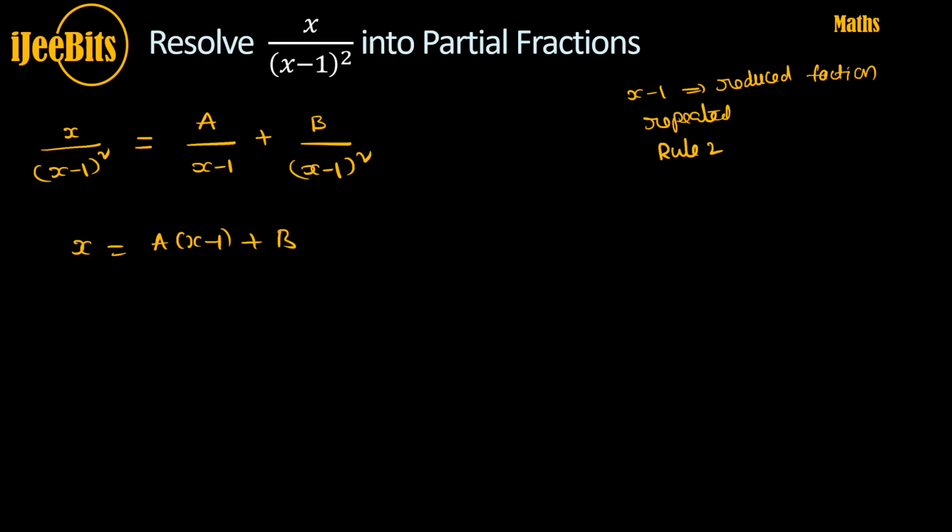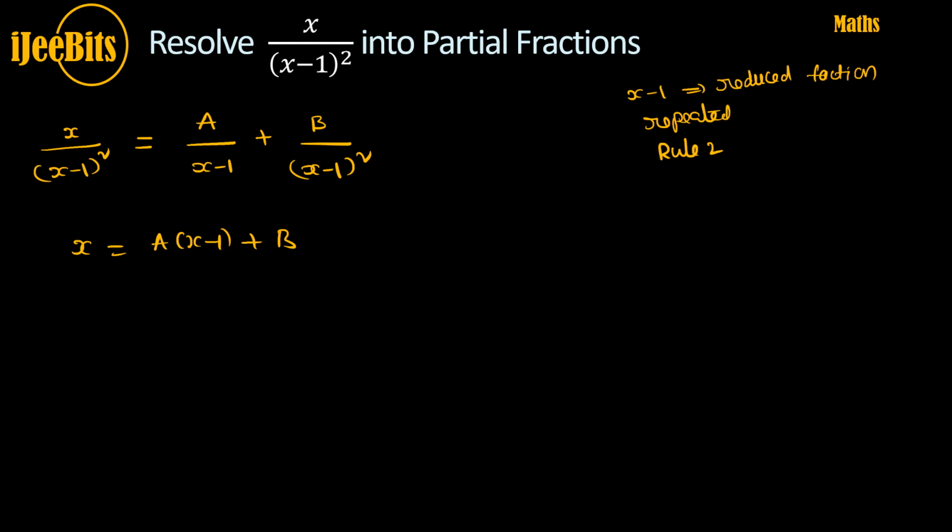Then you can apply either putting some arbitrary value for x to eliminate one of the constants, or you can compare either side of the equation, the coefficients of the given x terms, to find out a and b values and plug those into this partial fraction. Okay, any question? That's good. This is very straightforward, right?